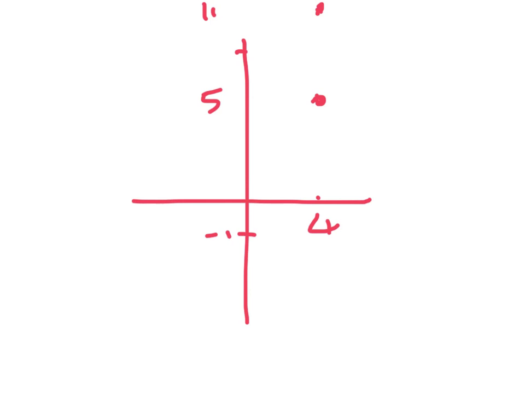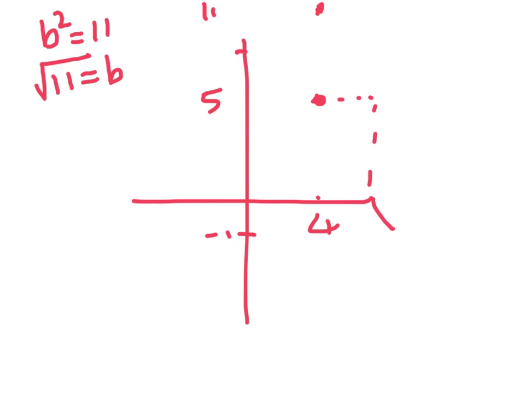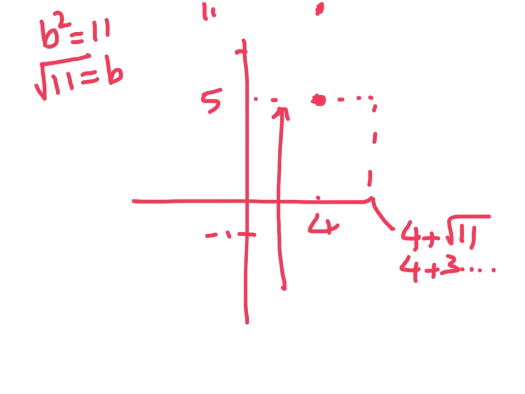Now, we've got b squared is 11, so b is √11. That means that this point here is going to be 4 plus √11, which is 4 plus 3 point something. And over here, this will be 4 minus √11, which is going to be 0 point something. So that tells me that the ellipse is going to go like this.